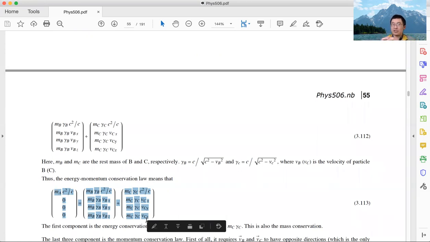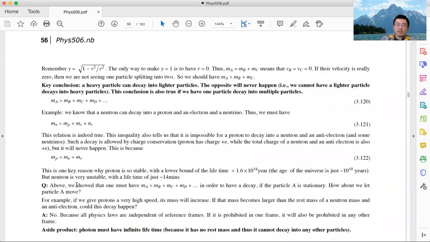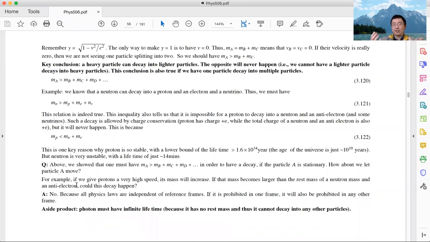So in classical physics, we can talk about the energy conservation law and the momentum conservation law separately, but in special relativity, these are not two separate laws. These two laws need to be combined together as one four-dimensional vector physics law. So we can't just look at the energy conservation law separately. We need to consider energy and momentum conservation together. When we combine them, we can show that this proton to neutron decay cannot happen, even if we allow the proton to be accelerated and get a very large mass, much heavier than the neutron. That's still not allowed.